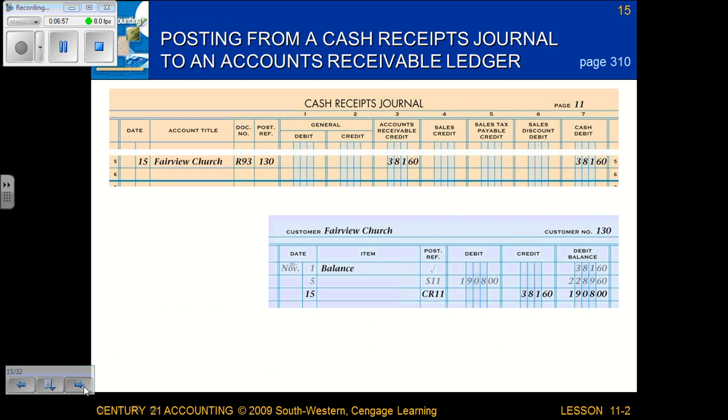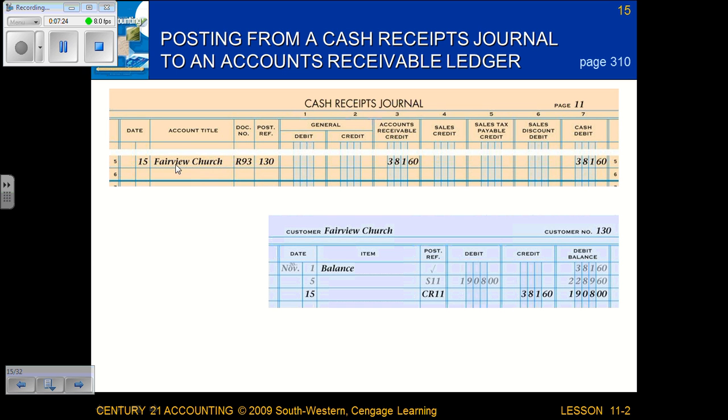The next journal we worked with is the cash receipts journal. And so now we have to post from the cash receipts to the individual ledgers. Every entry in this accounts receivable credit column is going to affect the customer named in the account title column over here. So this time, this is cash receipts. That means we took in money.